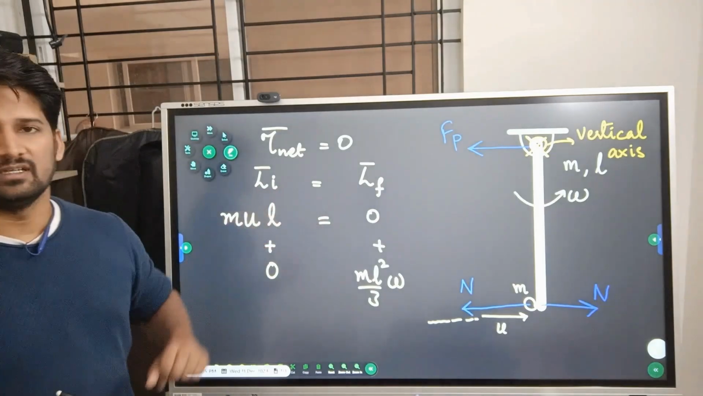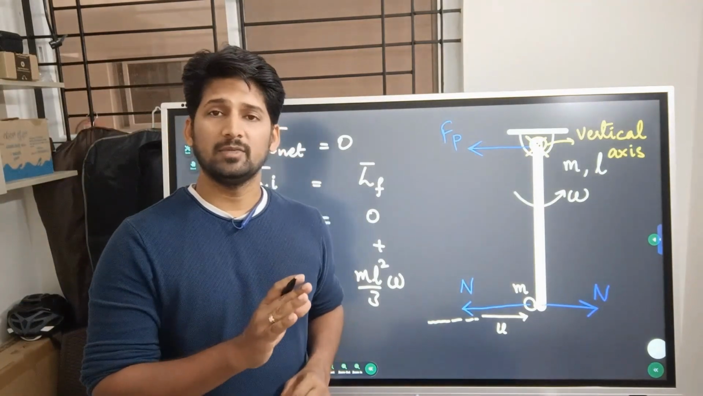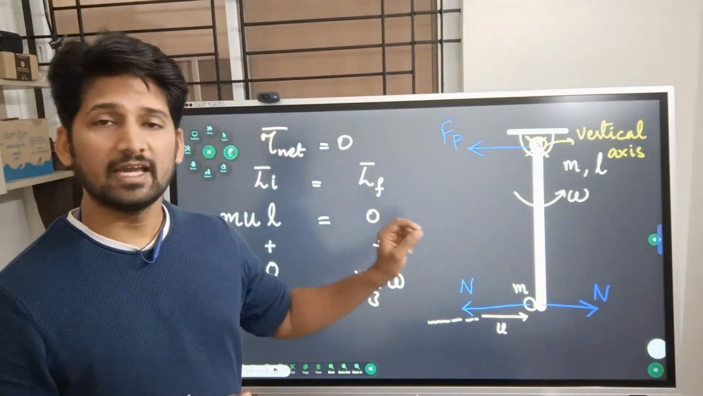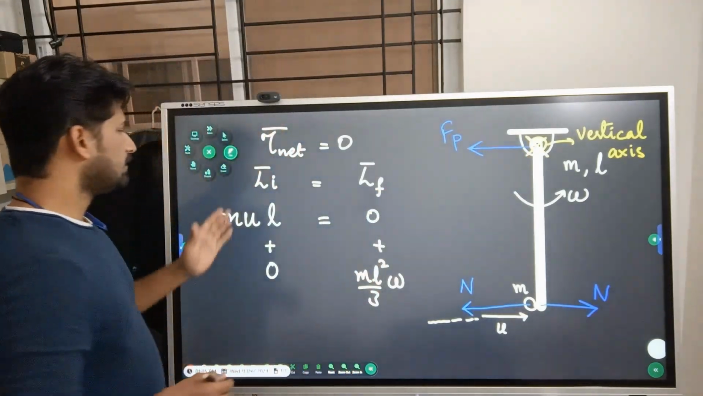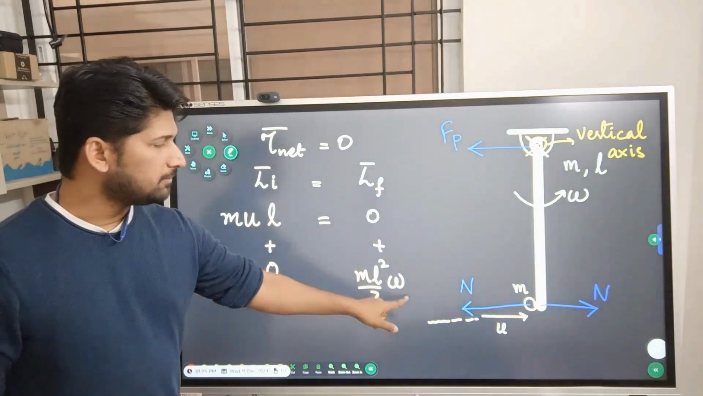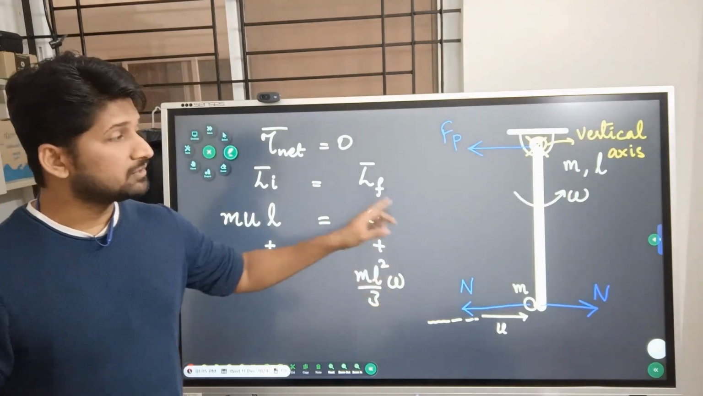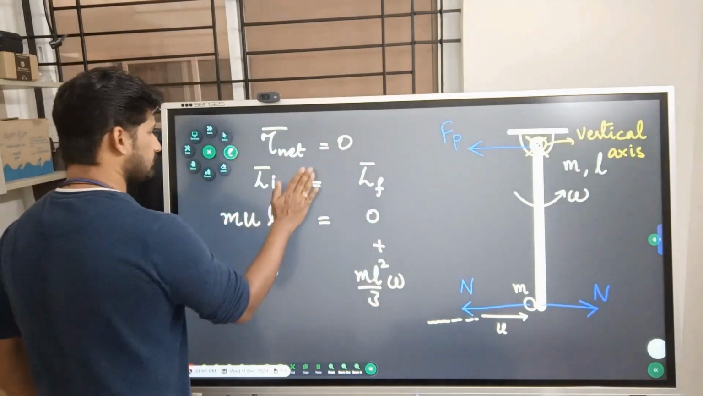So in this collision, conservation of linear momentum is not applicable. Conservation of angular momentum is applicable about this axis. So equating these two, we'll be able to derive the angular velocity with which the rod starts to rotate. Let us do that.